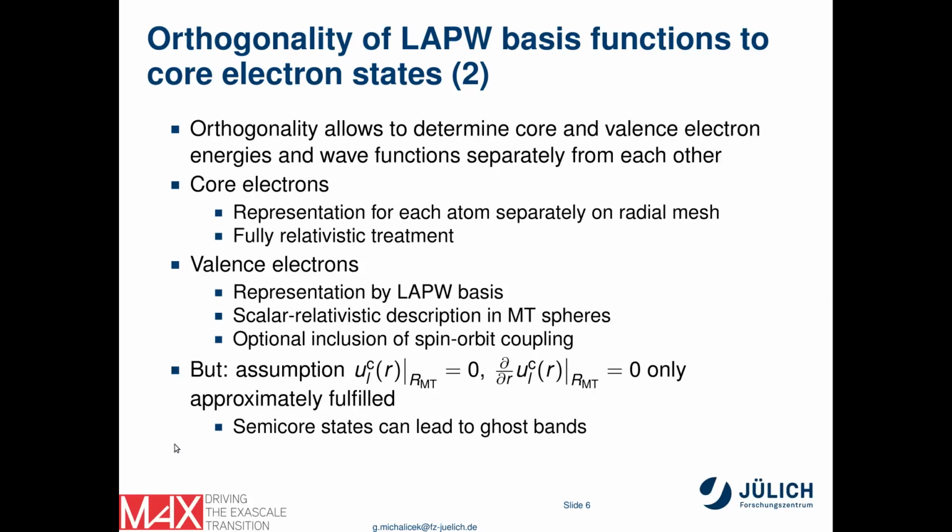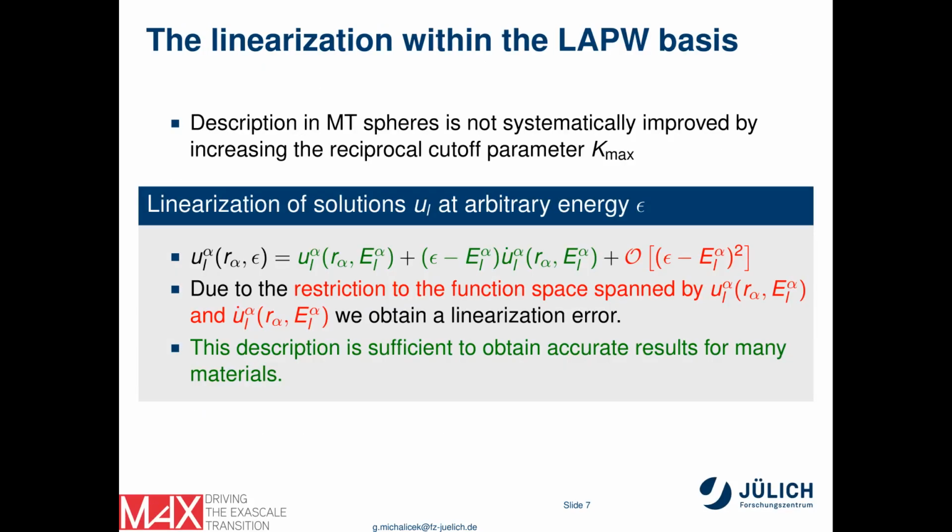But keep in mind that for this treatment to work in the way we want it to work, we have to have this condition that the core electron wave functions vanish in value and slope at the Muffin-Tin sphere boundary, but this is only approximately fulfilled, and for semi-core states this fulfillment may not be good enough, and then we may get some ghost bands, and this may lead to problems. So there we have to pay attention.